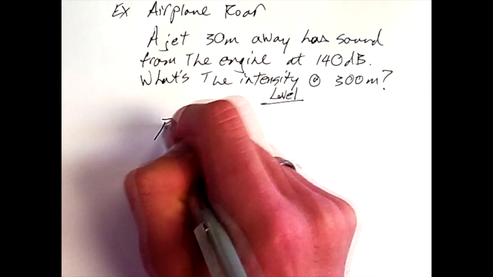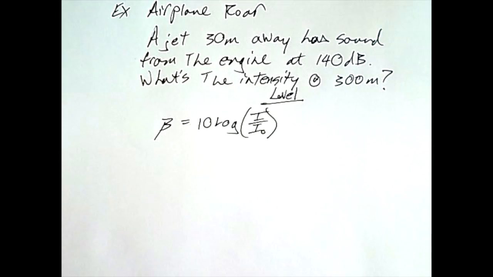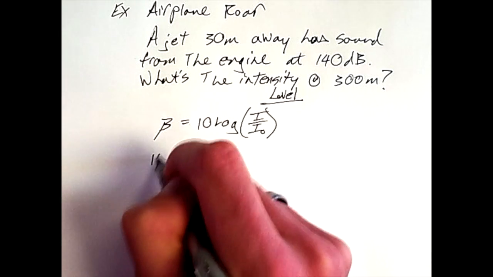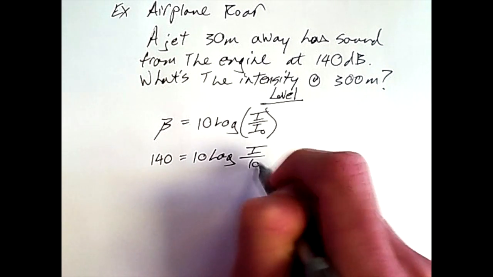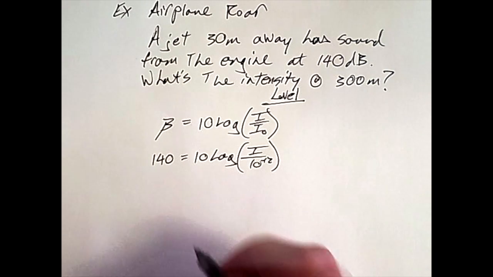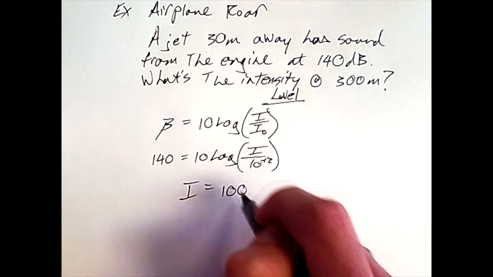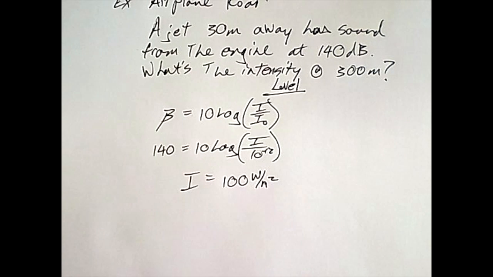Starting with beta equal to 10 log I over I naught. And 40 decibels is what we're given, equal to 10 log I over 10 to the negative 12. Dividing by 10, taking the inverse log, then multiplying by 10 to the negative 12, I is 100 watts per meter squared. You can work through that math on your own. It's really not that hard as long as you understand how to do the inverse law, which everybody does.